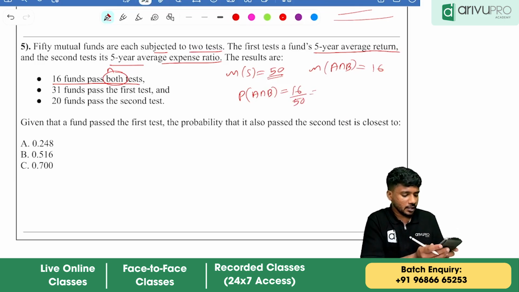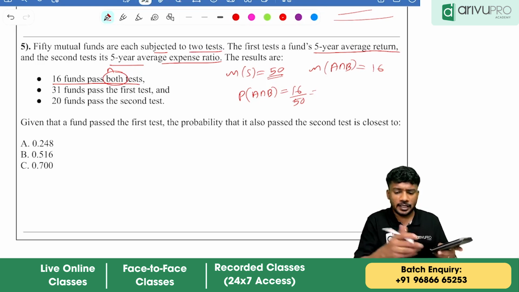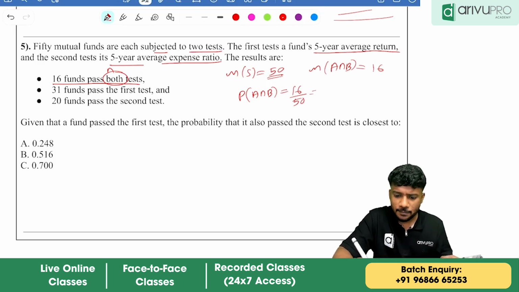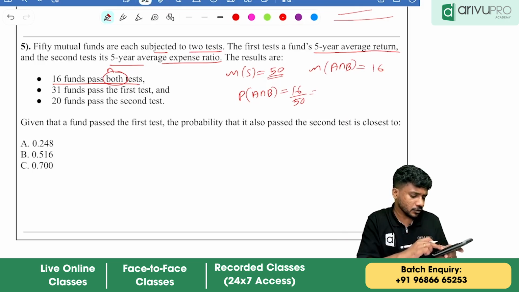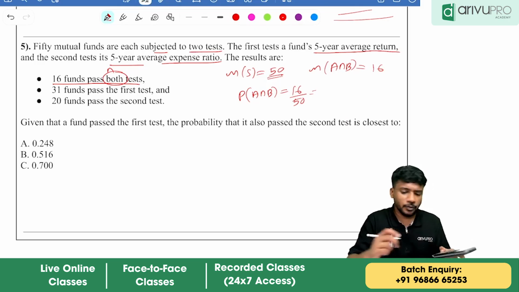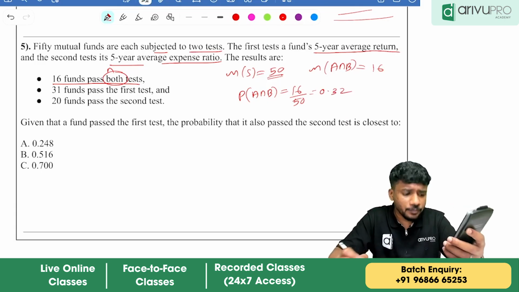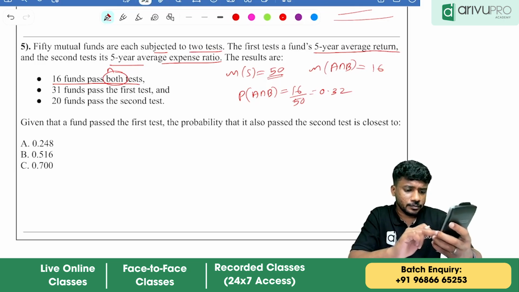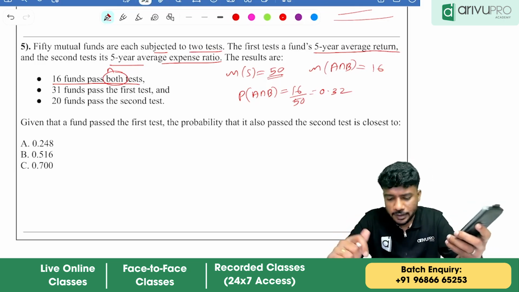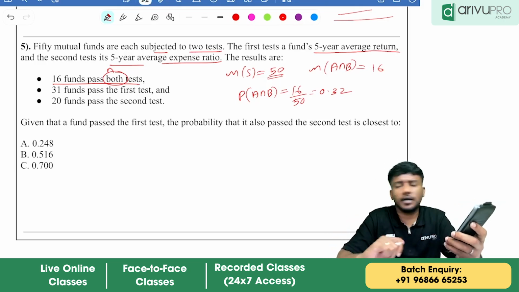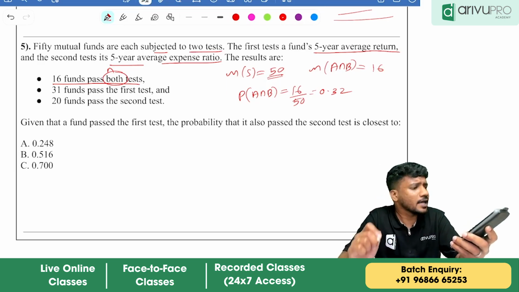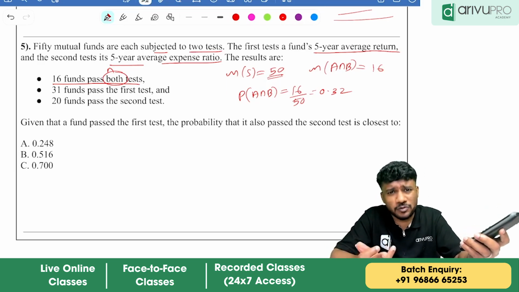Find it in the calculator and store it. You can directly do it also: 16 divided by 50, then click equal to. You are getting 0.32. Everyone got it as 0.32? Yes, 0.32. Store it in 1. Click the STO button and store it in 1. Sometimes we will require it.